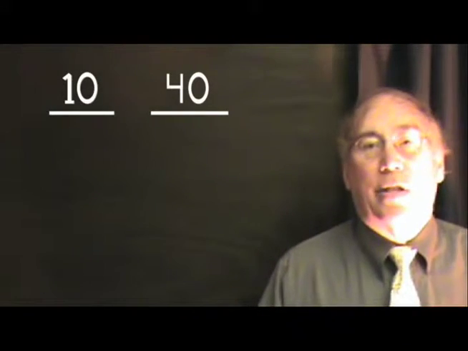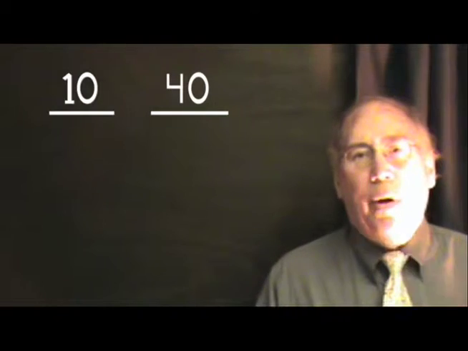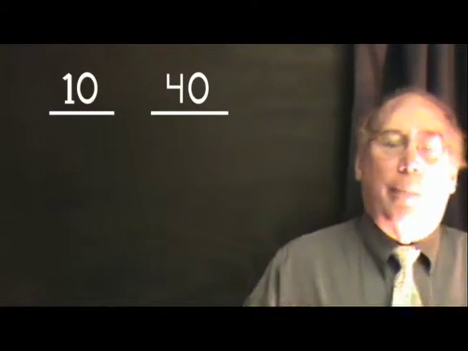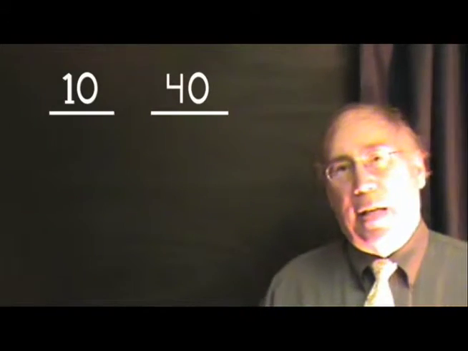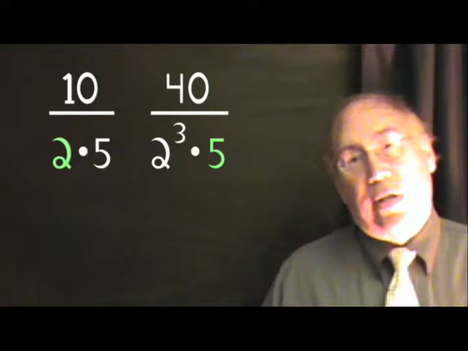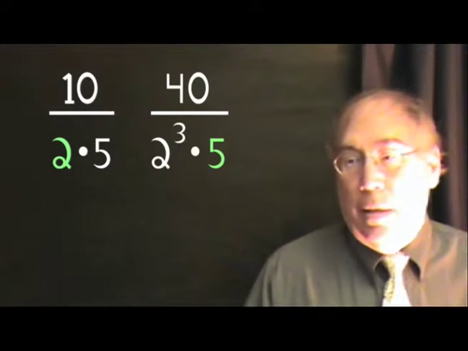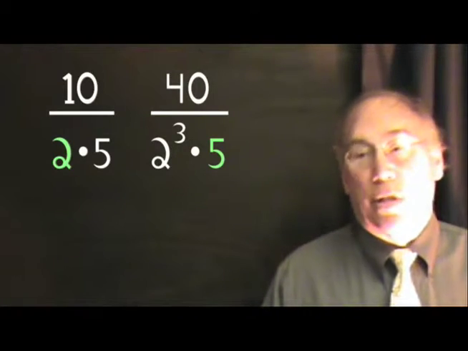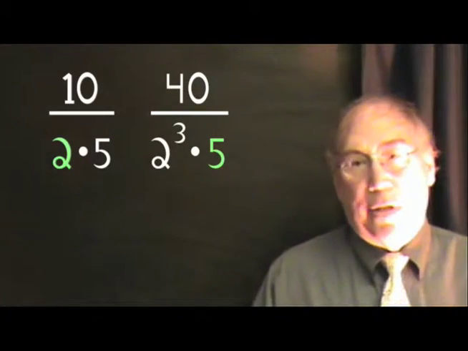So let's take the case of 10 and 40. I want to find the greatest common factor of 10 and 40, the largest number that will go evenly into both 10 and 40. So let's look at their primes. In this case, it's 2 and 5. 2 cubed is 8, times 5 is 40, 2 times 5 is 10.